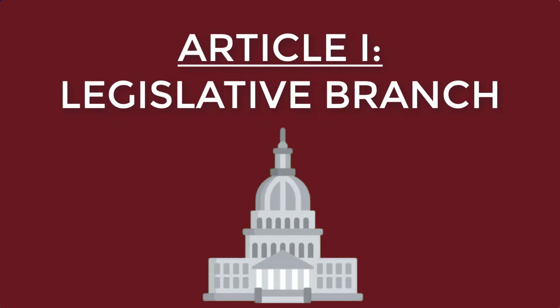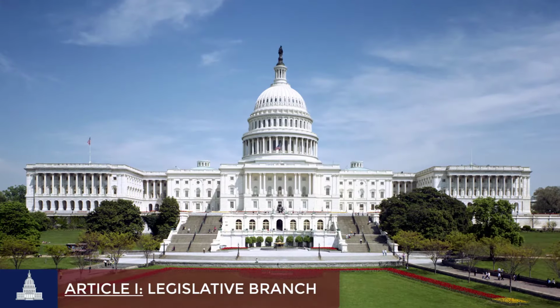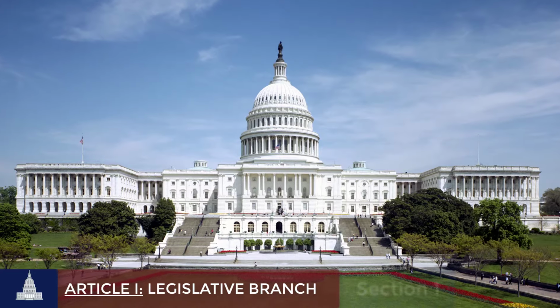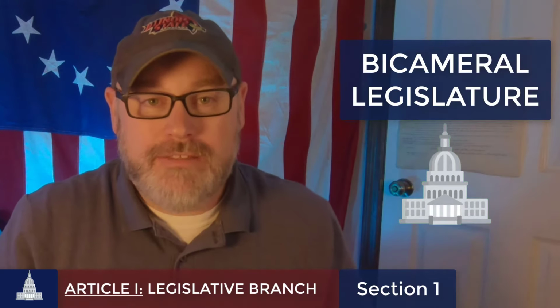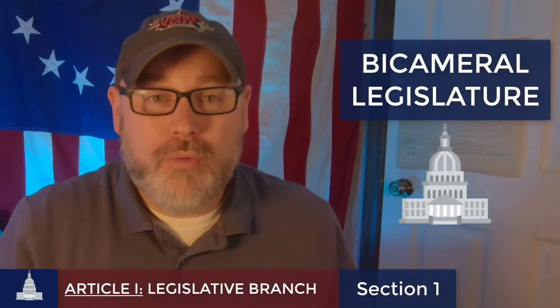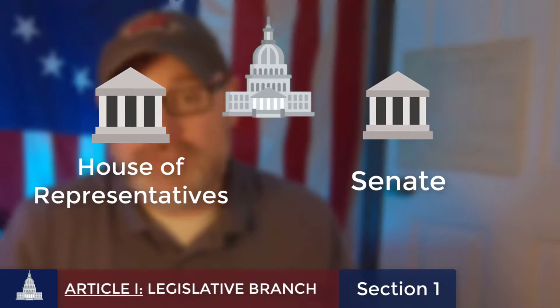Article 1 is all about the legislative branch of the U.S. government. Legislative means they legislate, or in other words, make laws. The legislative branch is housed in the United States Capitol building in Washington, D.C. Starting with Article 1, Section 1, it simply creates a bicameral legislature, meaning that we have 2 houses. Article 1, Section 1 says there will be a lower house known as the House of Representatives and an upper house called the Senate. Now, let's start going through these articles.